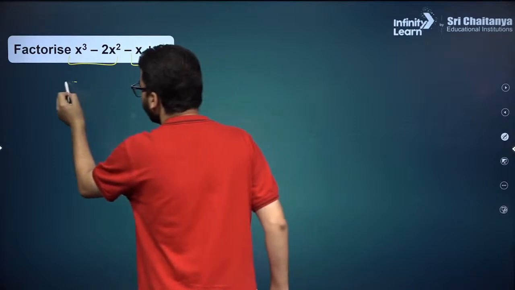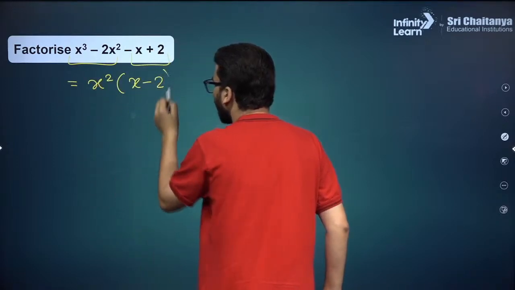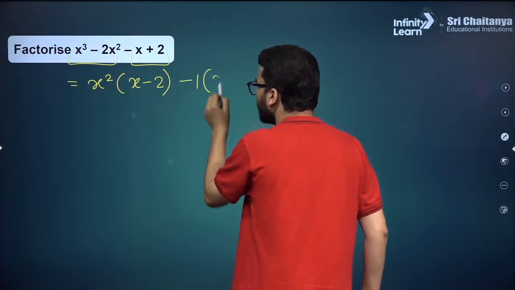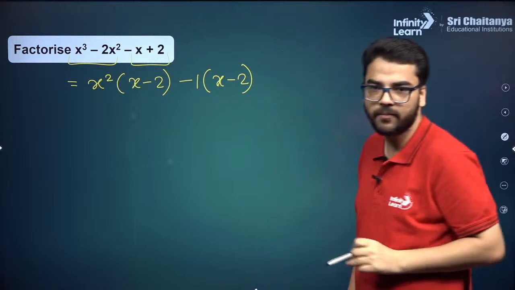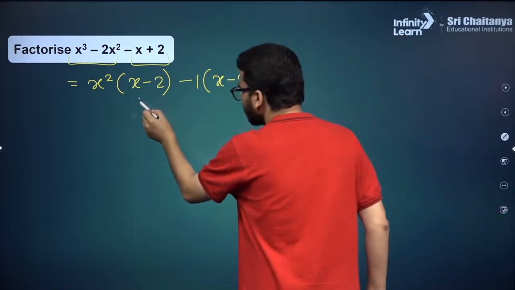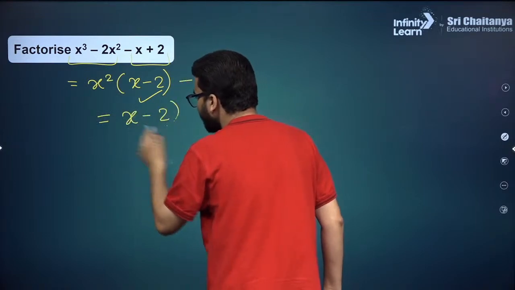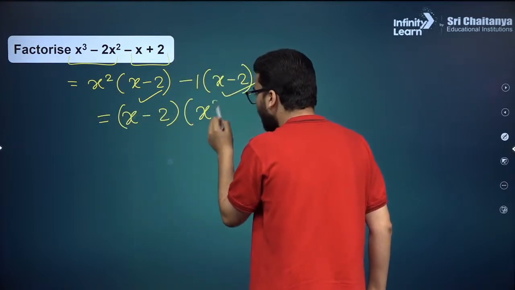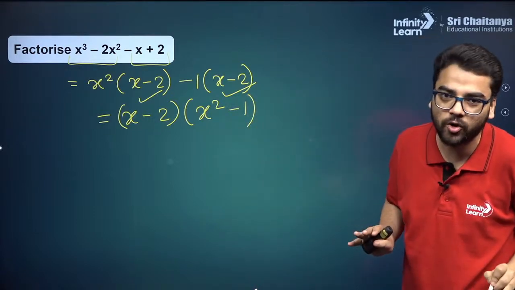So what I can do, can I not say this is the first group, this is the second group? Out of the first group, can I take x square as common? So x minus 2 will be left. Out of the second group, I can take minus 1 as common. So x minus 2 will be left. Is it clear up till here? So you see, out of the whole expression, can I not take x minus 2 as common? So I'll be left with x square minus 1. So haven't we factorized this cubic polynomial without using factor theorem as well?